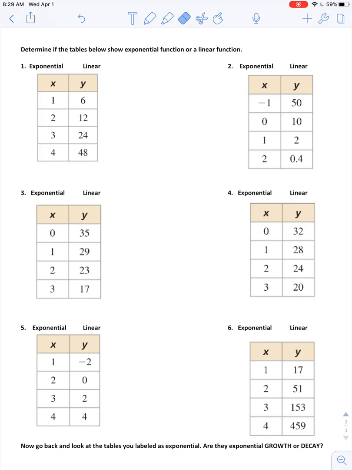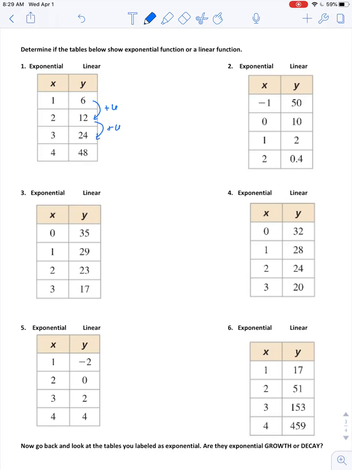All right. And again, this is sort of a review from yesterday. We're checking out if these tables are adding the same thing every time. Is that a linear function? Or is there multiplication going on? Is this an exponential function? So let's look at number 1 and 2 together, and then I'll leave you guys the last 4 to try.